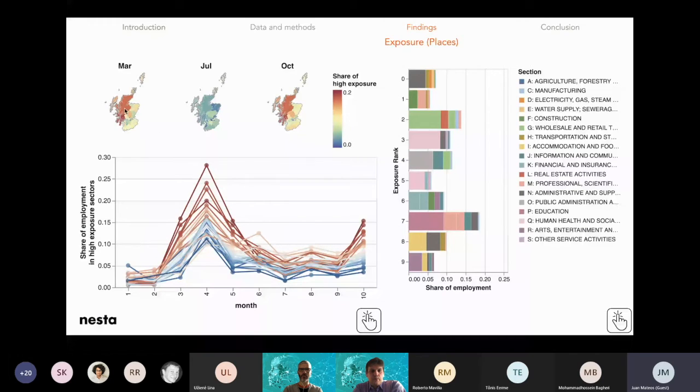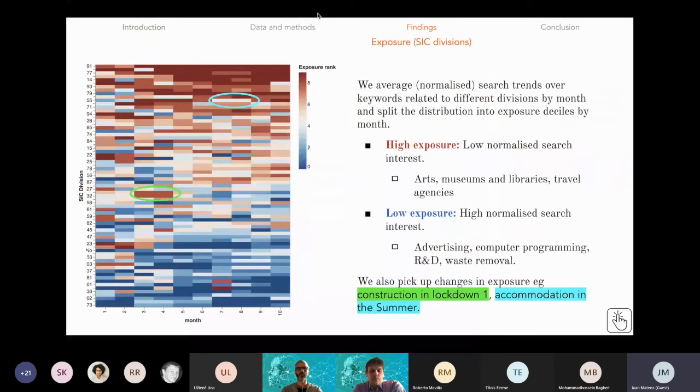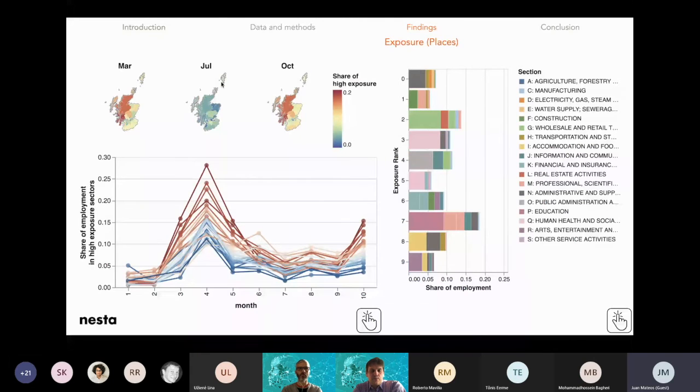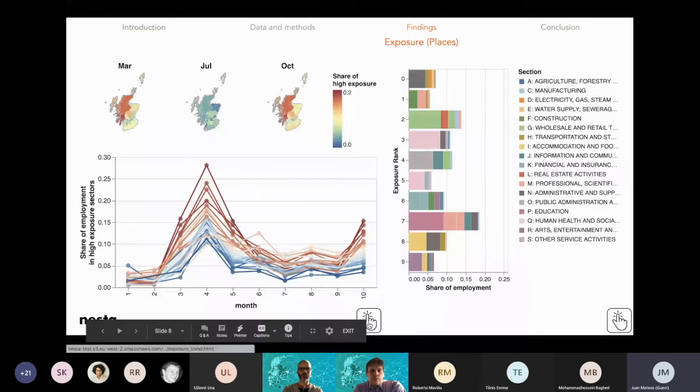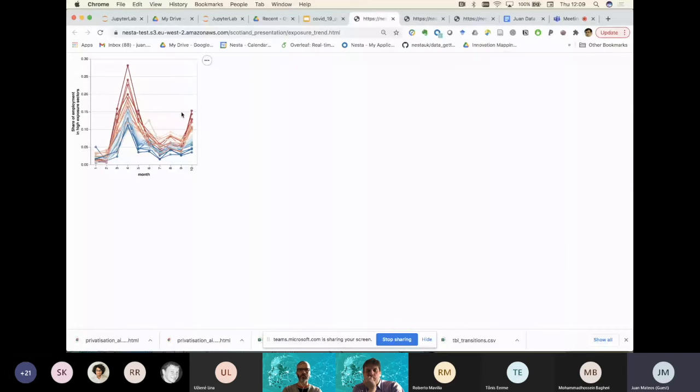For example, we know the levels of employment in different parts of Scotland, in different sectors. And we use that to scale up, basically saying, okay, how many people in Argyll and Bute, I think is this one, are working in industries which are highly exposed, and we can do that on a monthly basis. Basically this is giving us quite highly granular estimates of exposure to COVID. And we can use this to look at trends over time for different places.